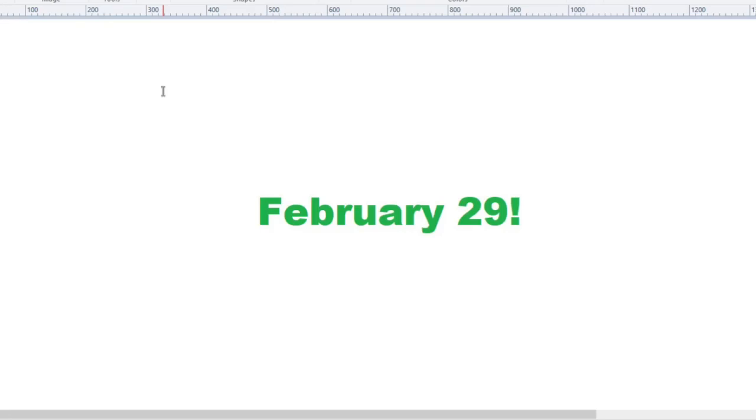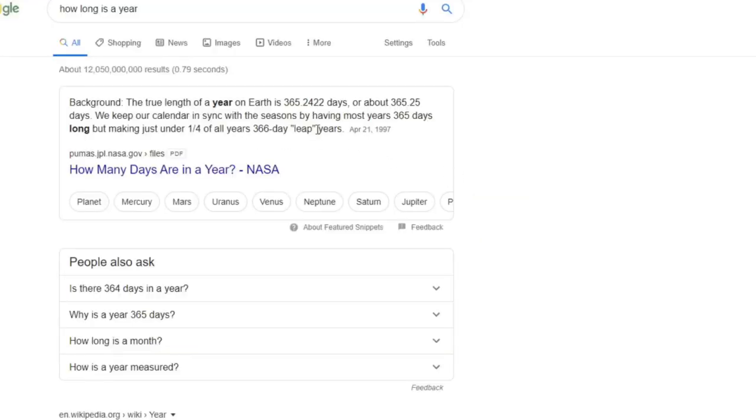So basically today is February 29th, which is a leap day, because 2020 is a leap year, and I'm gonna explain why leap years happen. So from this thing right here, it explains why leap years happen.